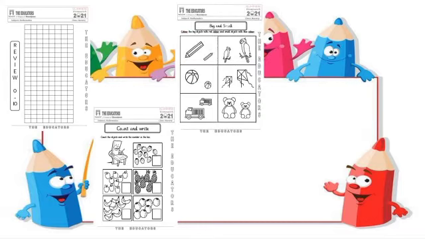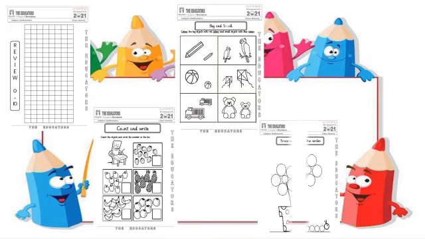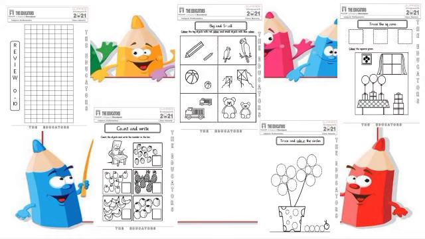On page number 15, color the big objects with red color and small objects with blue color. On page number 16, trace and color the circles. On page number 17, trace the squares and color all the squares with green color.